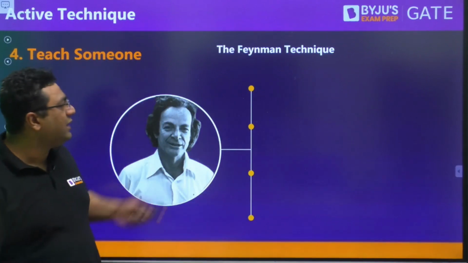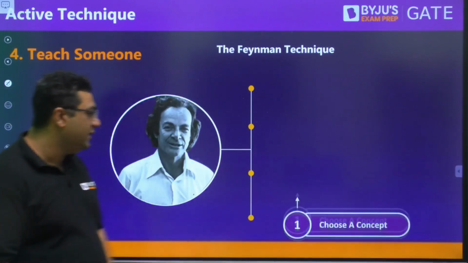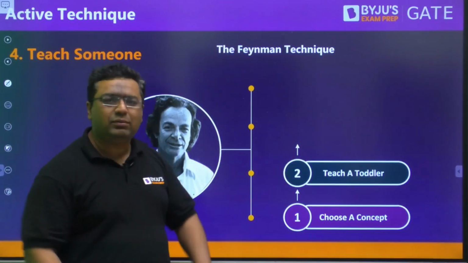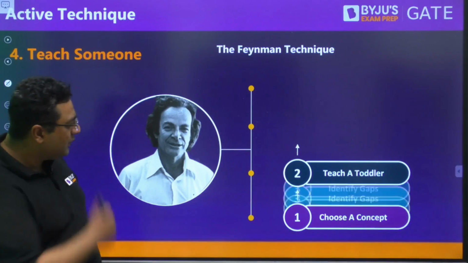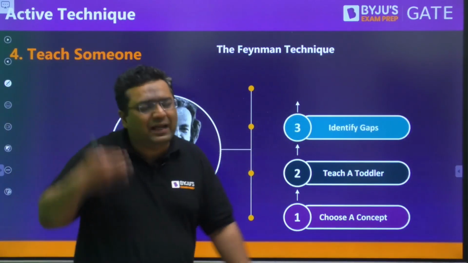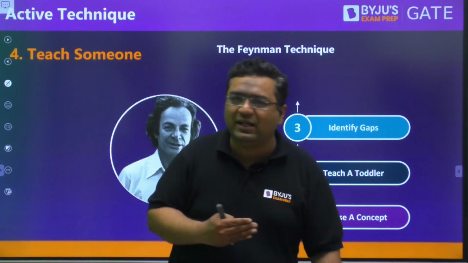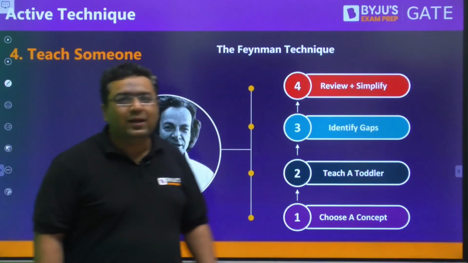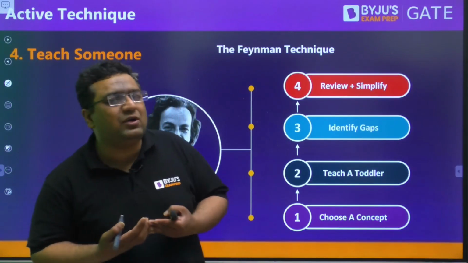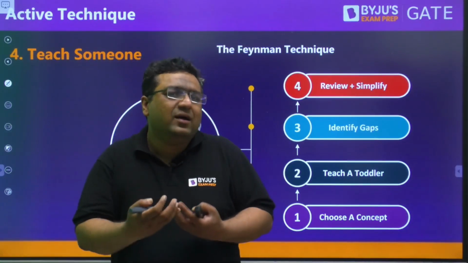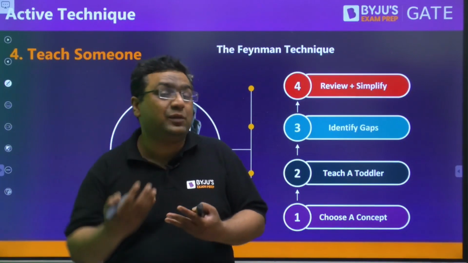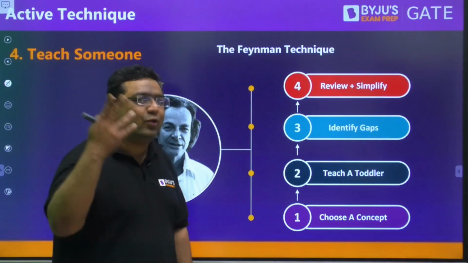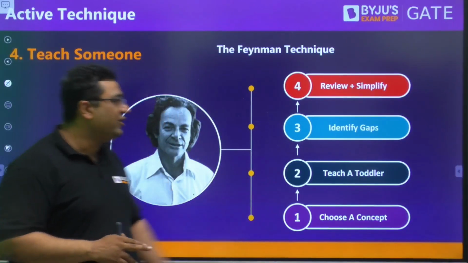So guys, here I would like to talk about the Feynman technique. What he said: first of all, choose a concept. Then teach a toddler, teach any person, and then identify the gaps. While teaching, you will be able to identify the gaps, where you are lagging, where you need to improve, and then review and simplify. Whenever you are explaining something to someone, you will get to know where your explanation is not good. So there you need to improve actually. There you will get an idea that you are not clear about that point. So that will help you.